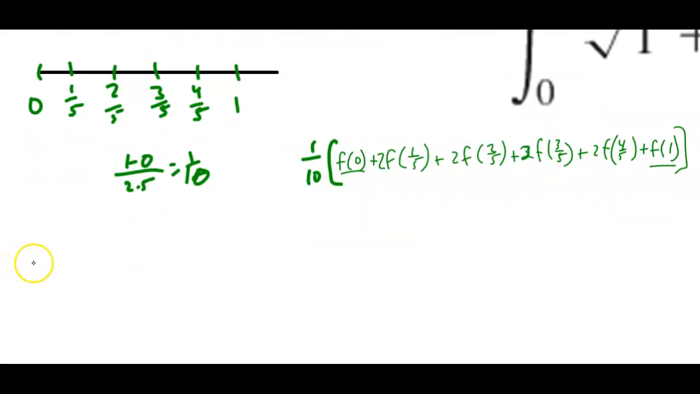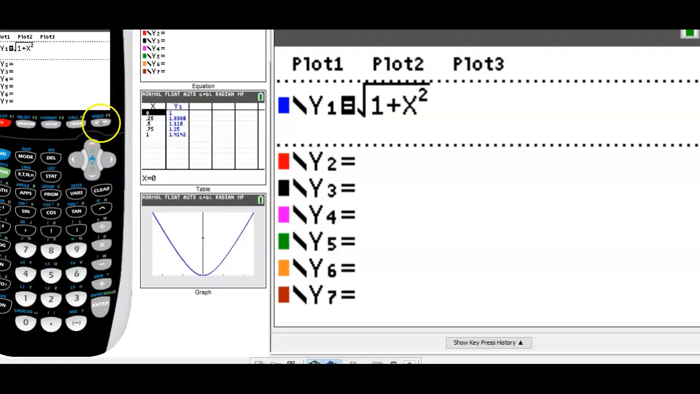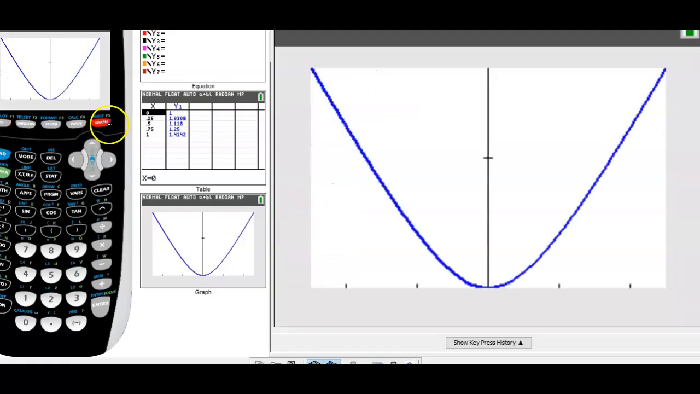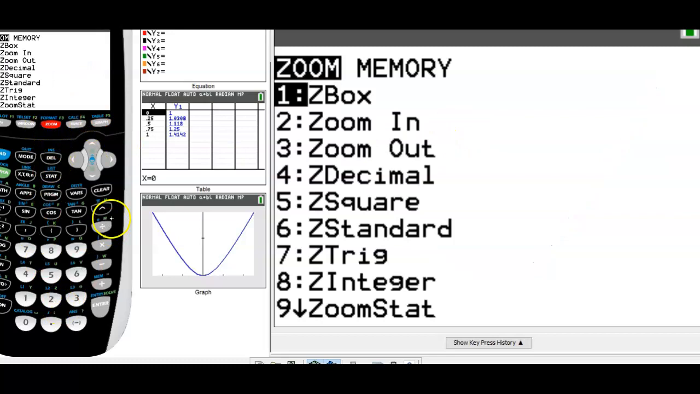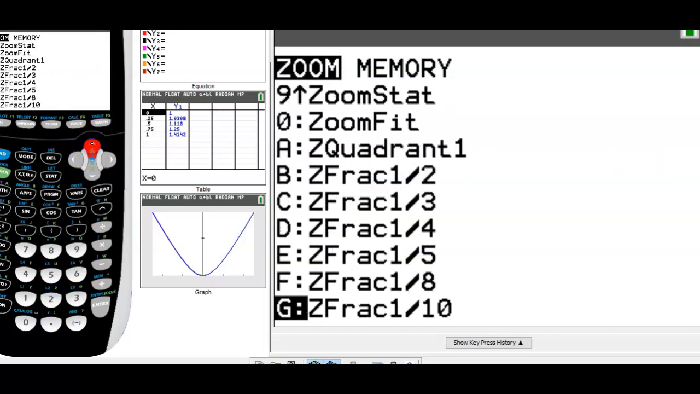Now, real quick, we need to put our equation, the square root of 1 plus x squared, into the calculator. So we hit graph, and there's our graph. By the way, guys, if you want that perfect picture, press zoom and then option 0. Option 0 is zoom fit, and it'll give you a better picture of your graph.